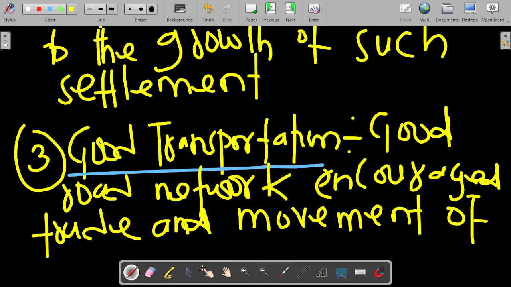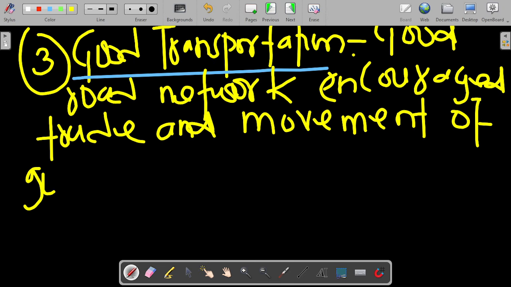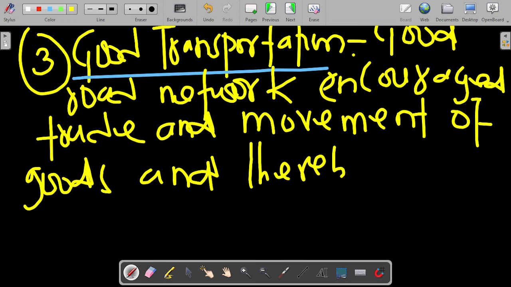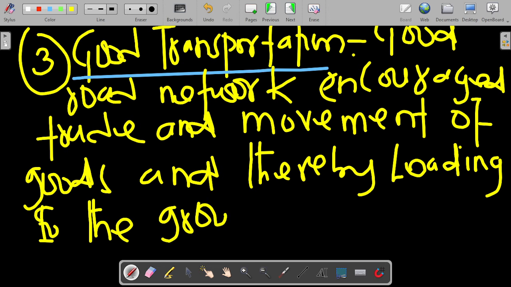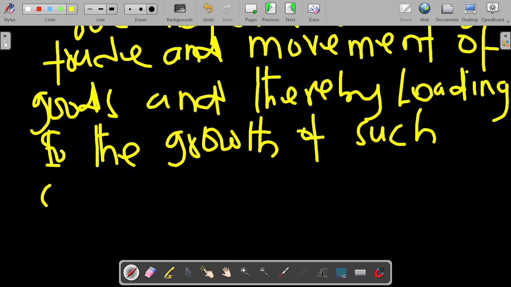of goods and people, and thereby leading to growth of such settlements.